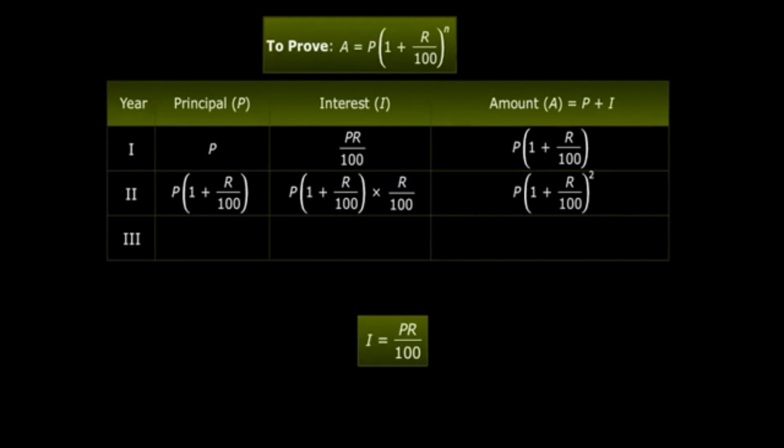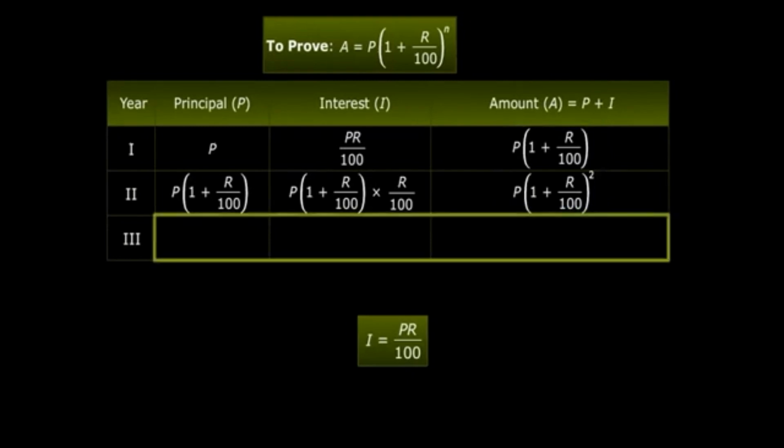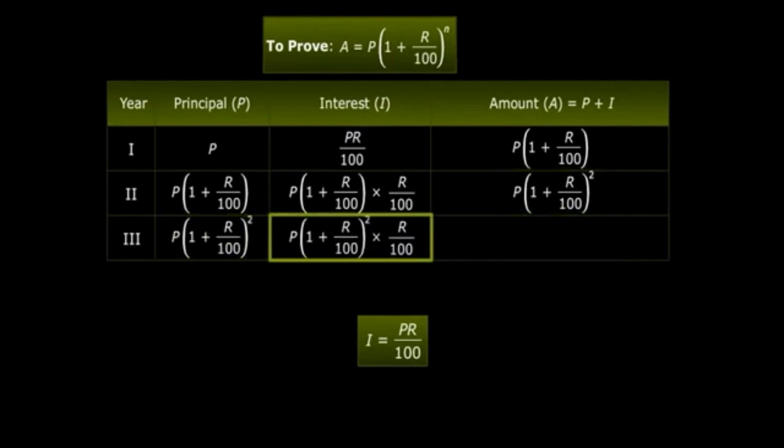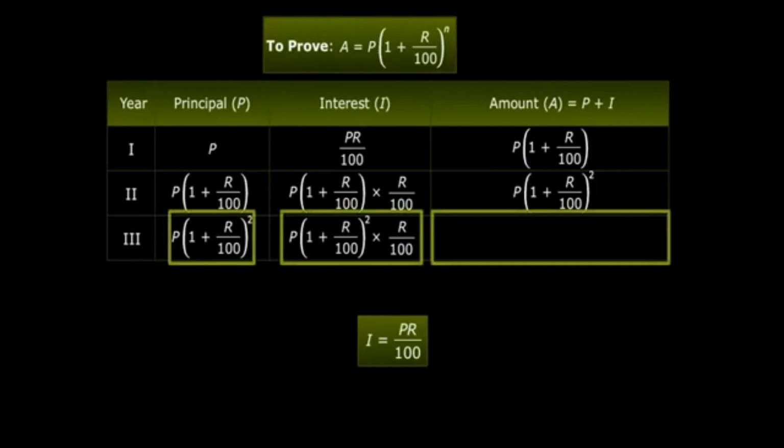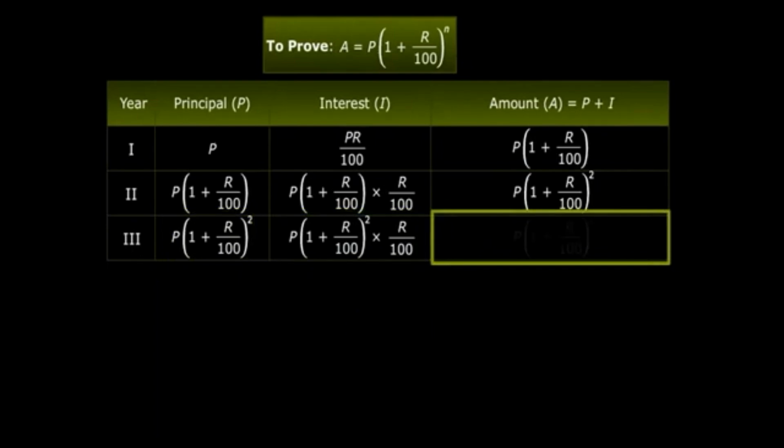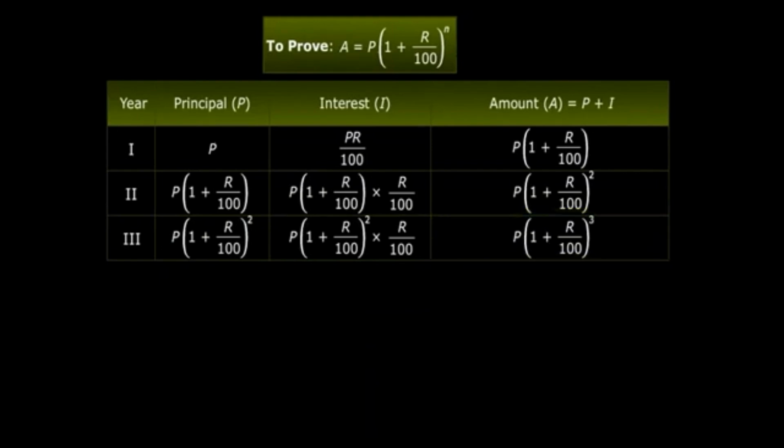So do you see any pattern that is forming? Yes. The exponent of 1 plus R by 100 in the amount keeps on increasing. Similarly for the third year, the amount at the end of the second year would become the new principal. Try and find the interest, and add the principal and the interest to find the amount for the third year. You will see that the amount is nothing but P into 1 plus R by 100 whole cube. So we can also generalize this formula. This is the pattern that we are getting. Now we can generalize this for n years as well.